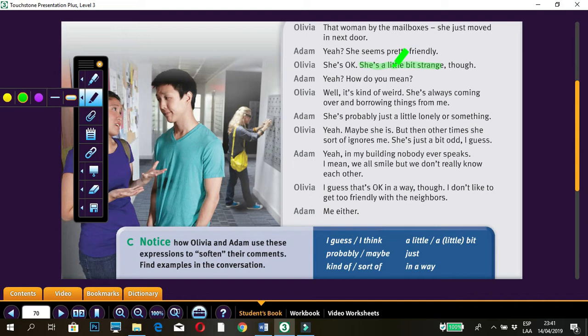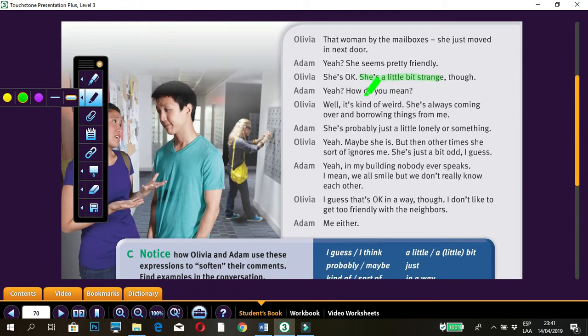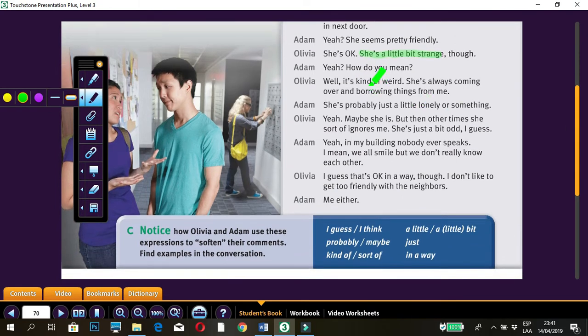Okay, what else? We also have kind of weird. It is kind of weird, the situation. What else? She's probably just a little lonely or something. That's what Adam says. Ella probablemente se siente un poquito solitaria. What else? We have maybe. Maybe she is. Maybe.